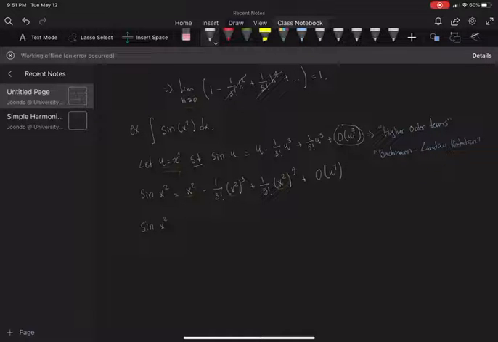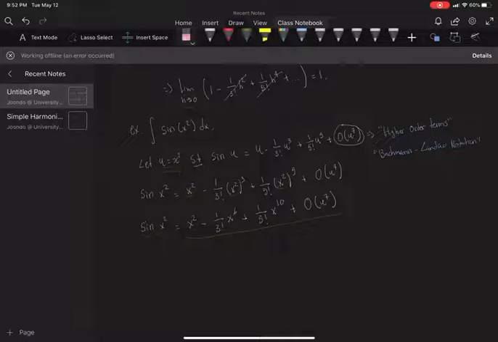So it's actually equal to x squared, minus 1 over 3 factorial x squared to the 3rd, which is x to the 6th, plus 1 over 5 factorial x to the 10th plus O(x to the 7th). We cannot integrate this term, but we can integrate this term here.